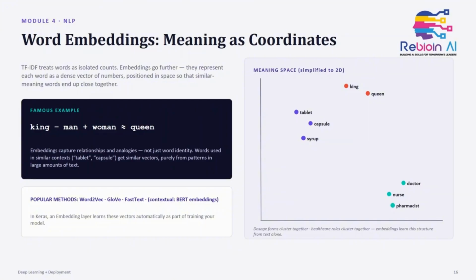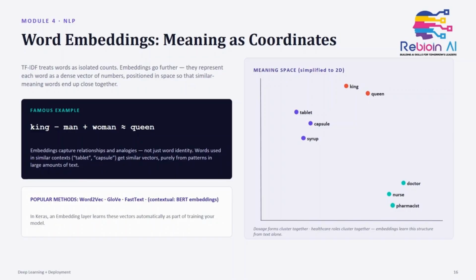Next, we'll see word embedding. Computers understand numbers, not words. As I said earlier, word embedding converts words into numerical vectors while preserving the meaning. You can see a famous example: king minus man plus woman equals queen. Embeddings capture relationships and analogies, not just word identity. Words used in similar contexts, like tablets and capsules, get similar vectors purely from patterns in large amounts of text.